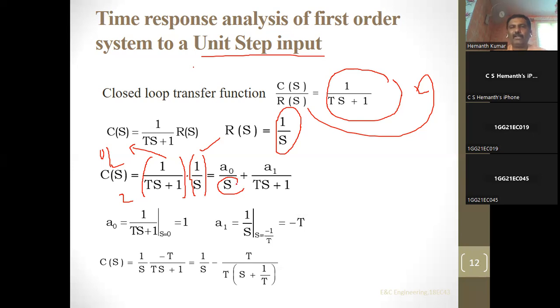Is it okay? Now I need to avoid this here. Now how do I avoid this?